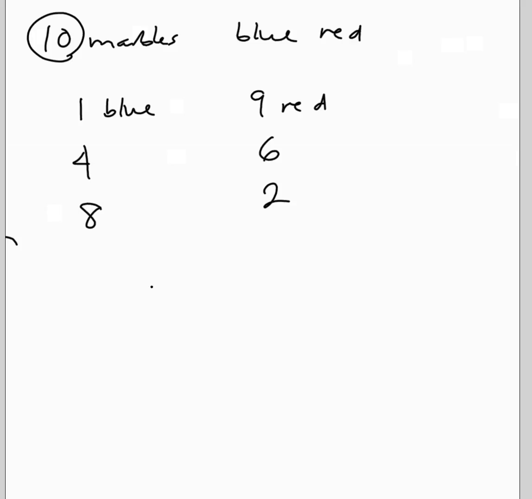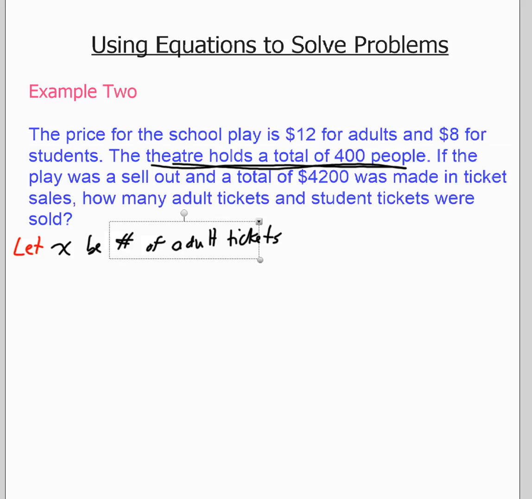Well, how are you coming up with these numbers? In your head, you're probably saying, well, if 1 was blue, then 10 minus 1 will give me red. Or if 4 is blue, then 10 minus 4 will give me red. So if we use that same strategy here, if there are 400 tickets and X of them are adults, then 400 minus X must be students.